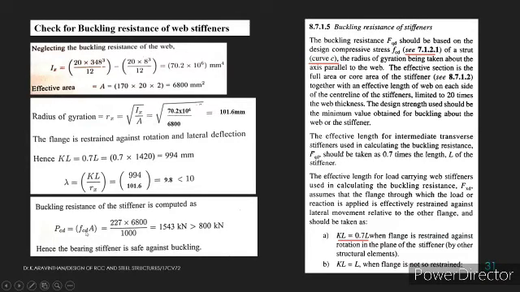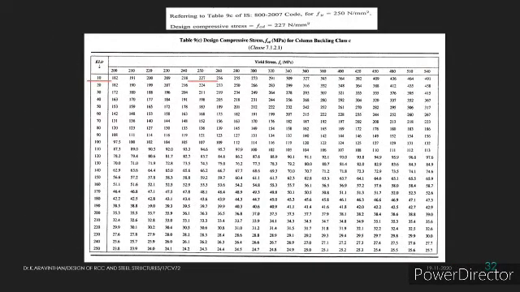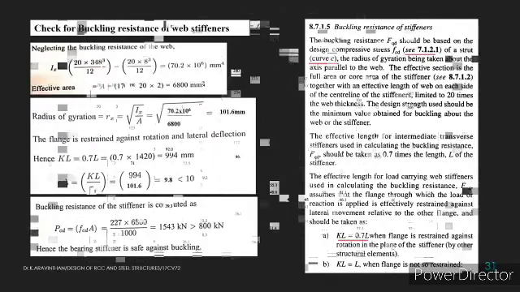Now how to find this Fcd? In order to find this, we have a curve C, which is given here. Referring to table 9C of IS 800 2007, with fy 250 Newton per mm square, if we refer to this C curve, we need a value of KL divided by r. What do you mean by KL divided by r? Let us find this constant.